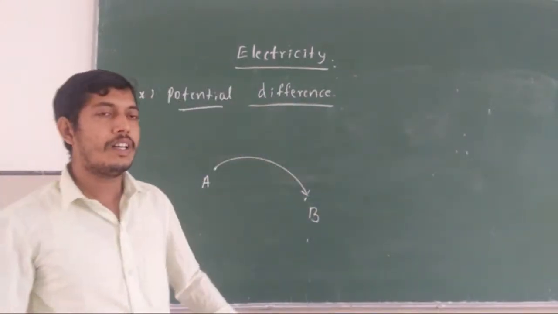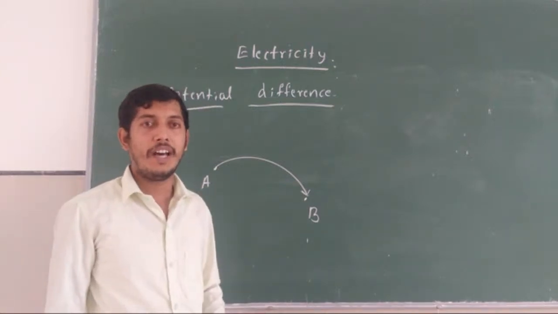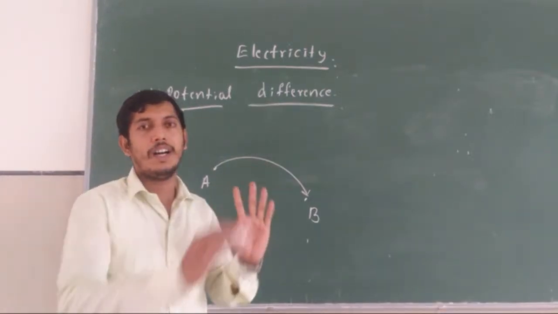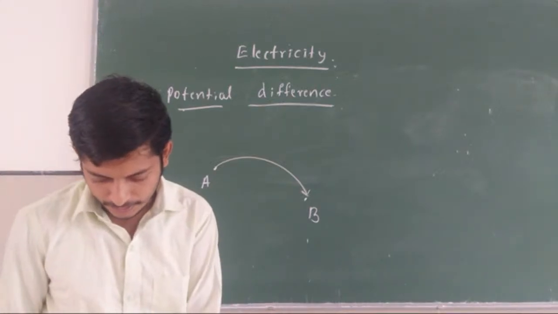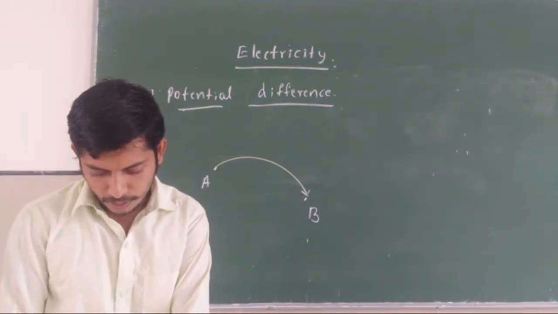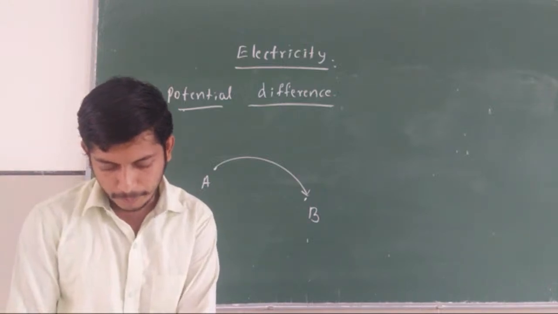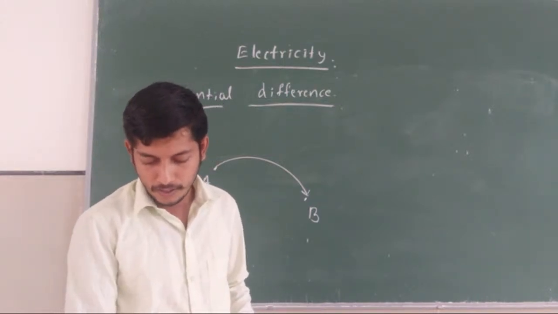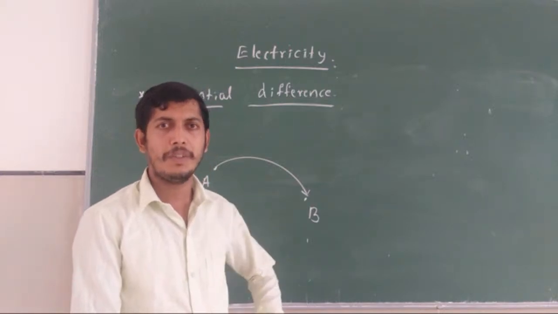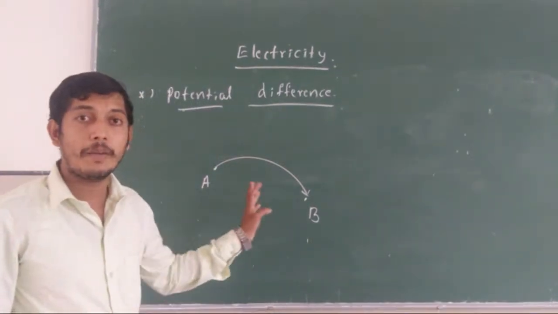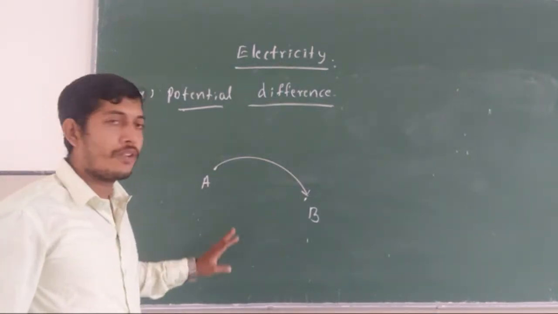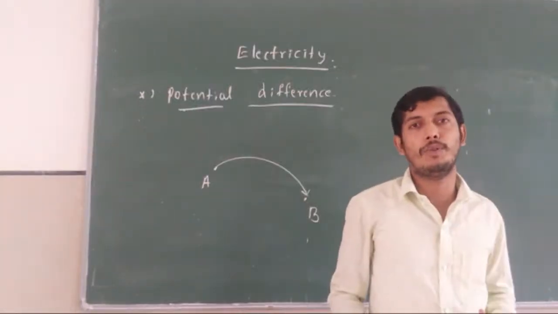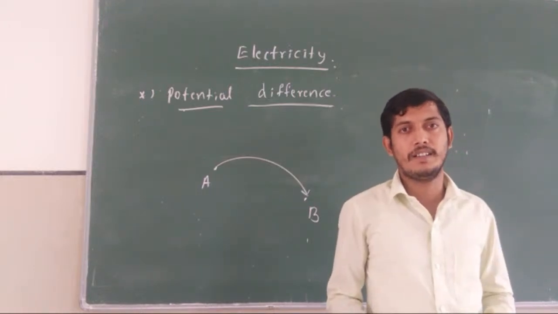The work done to move a unit charge, meaning a single charge, from one point to another. One point is given: for the flow of charge in a metal wire, the force of gravity has no role to play. The electrons move only if there is a difference of electric pressure. So here also the electrons will move from higher pressure to lower pressure. Therefore the potential difference means the work done to move a unit charge from one point to another. How much work is done to move that charge?